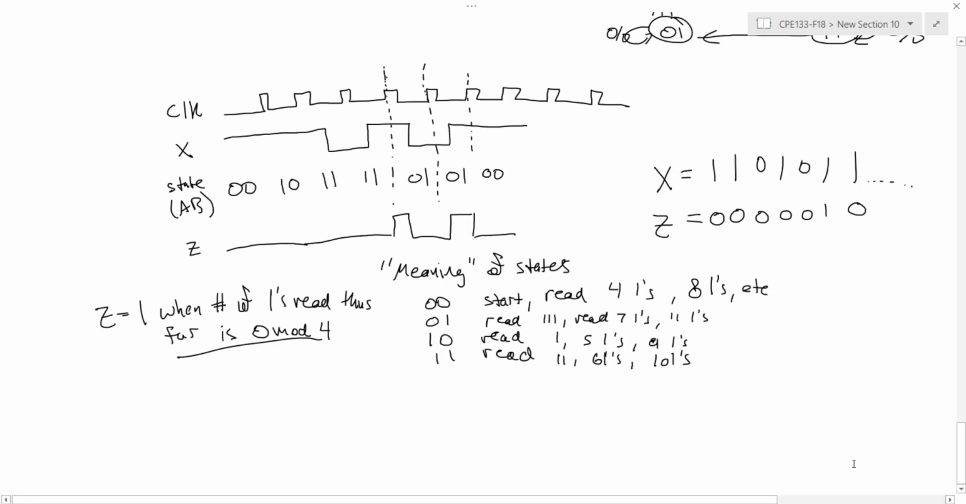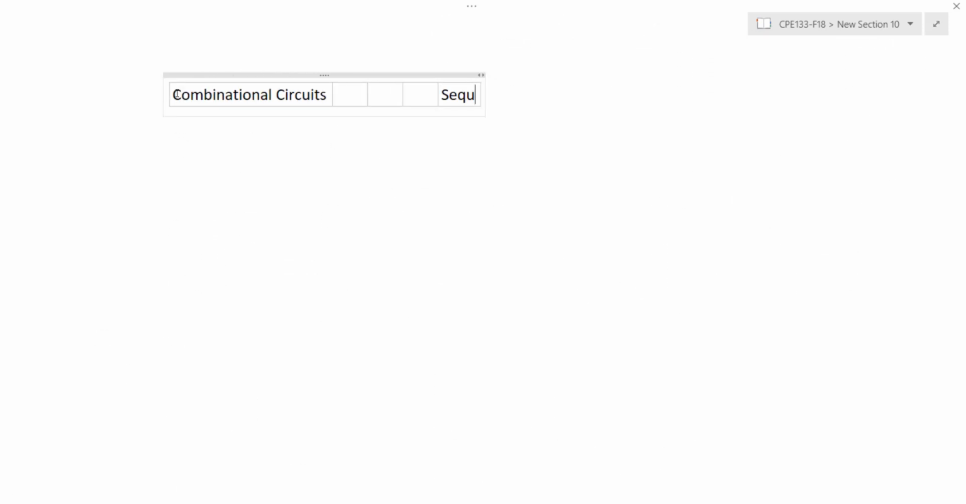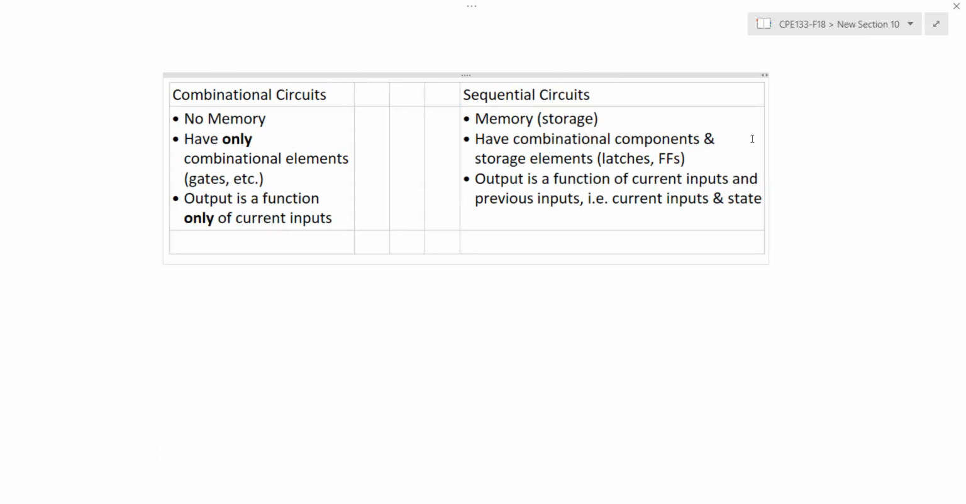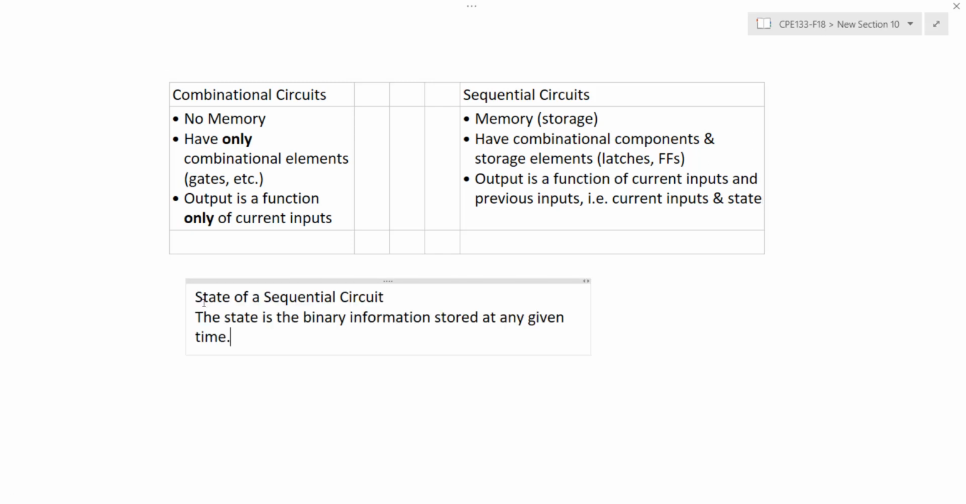So to recap, combinational circuits have no memory, have only combinational elements, and the output is a function only of the current inputs. Sequential circuits do have memory or storage. They have combinational components and they have storage elements, such as latches or flip-flops. And the output is a function of current inputs and previous inputs, that is, the current inputs and state, where the state is the binary information stored at any given time.